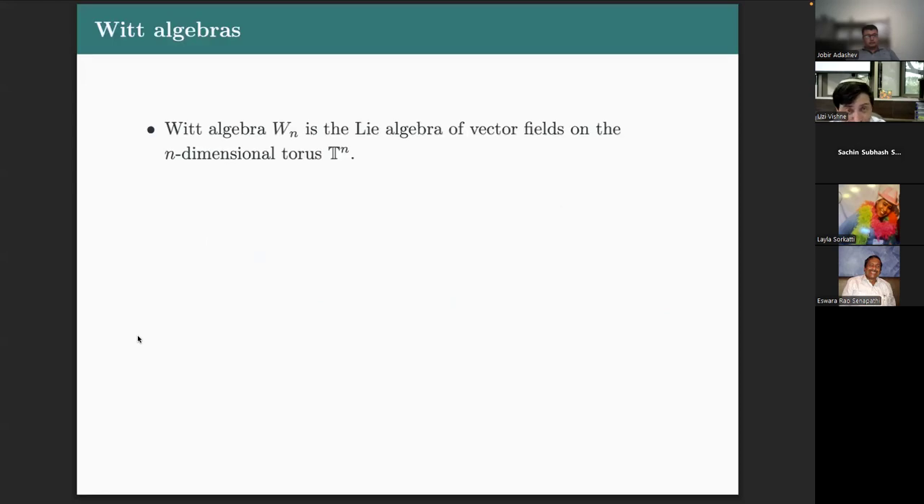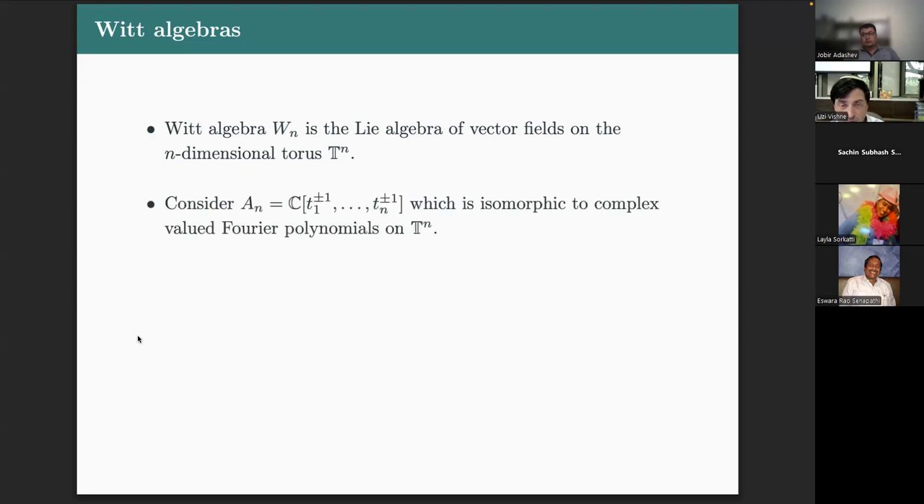So what are the Witt algebras? They are the n-analog of the torus, the n-analog of the circle. You just take polynomial functions restricted to the torus, and it's the vector fields of the n-dimensional torus. This is the exact n-dimensional analog of the Witt algebra for n equal to 1. Consider a Laurent polynomial ring. What is a Witt algebra? It's nothing but the set of all derivations, W_n.